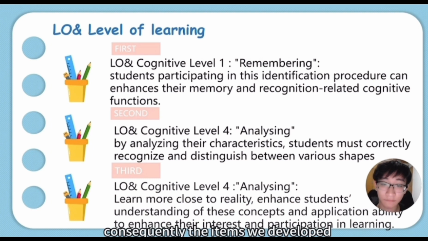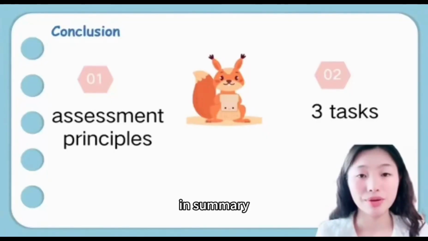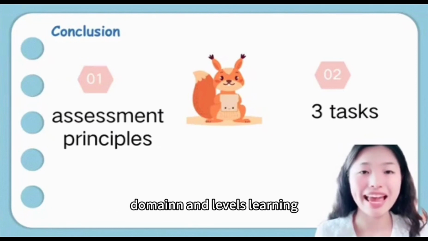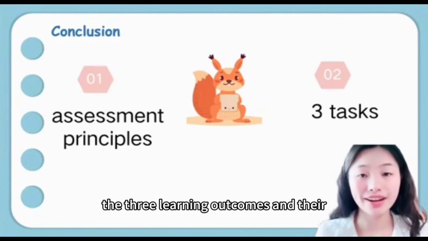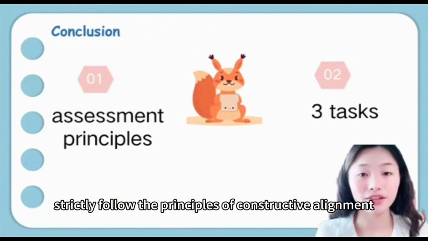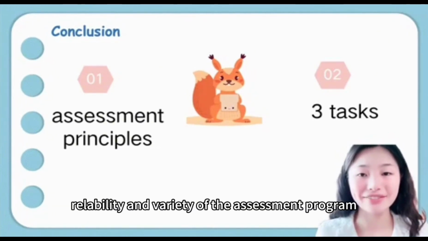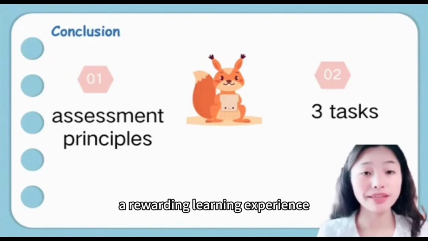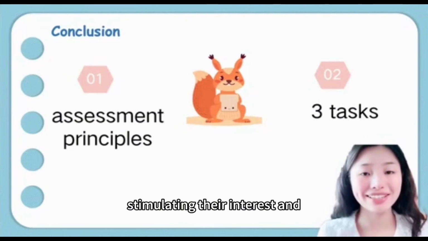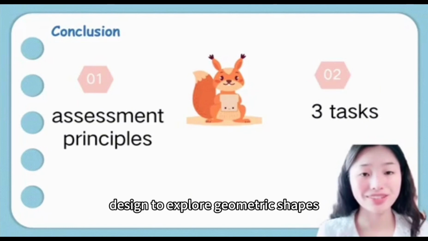Consequently, the items we developed are related to our learning outcomes and the level of learning. In summary, we have developed corresponding assessment tasks through the learning outcomes and their learning domain and level of learning. The 3 learning outcomes and their corresponding tasks we design strictly follow the principles of constructive alignment, reliability, and validity of the assessment program. We hope that our program will be a rewarding learning experience for our Year 1 students, stimulating their interest and desire to explore geometric shapes.